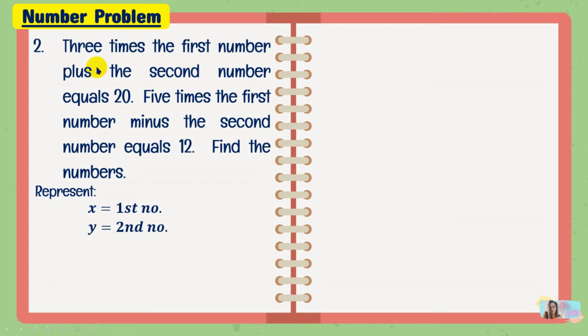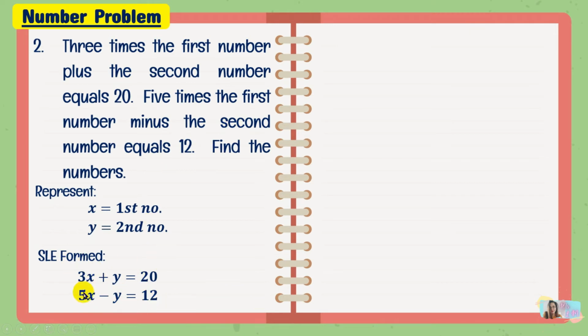The first statement says that 3 times the first number. So, we have to multiply our representation of the first number, which is x, by 3. Plus, nakalagay naman po na plus, so addition po yun, the second number. And our second number is represented by variable y, equals to 20. Then, from the second statement, 5 times the first number, so we have to multiply 5 to our first number, which is x, minus, so subtraction, and then we have the second number, which is y, equals to 12.